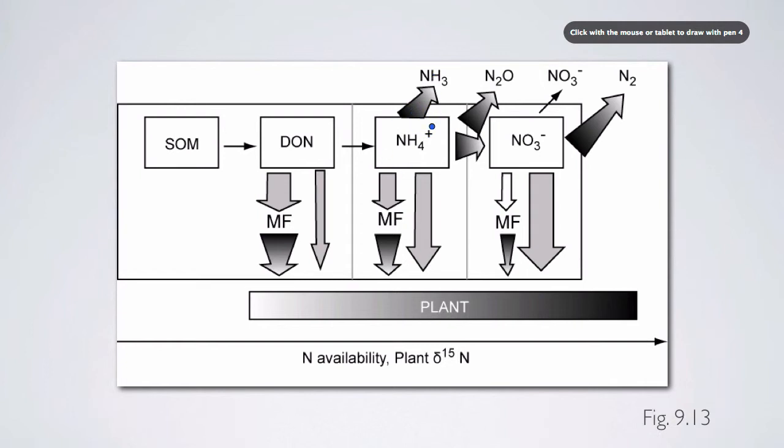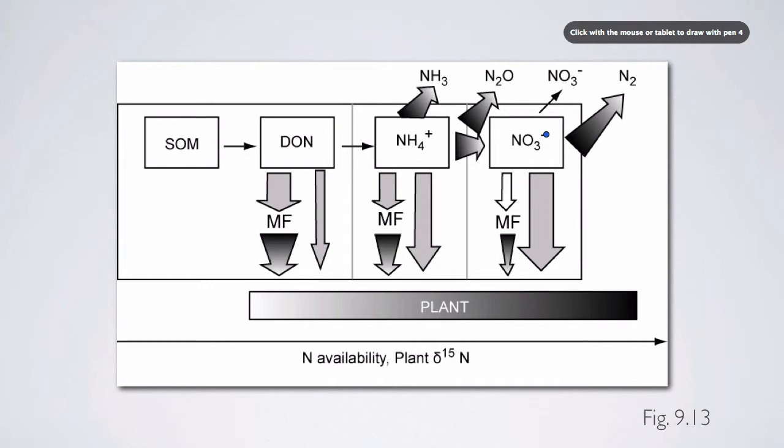So ammonia production is going to enrich the ammonium pool, nitrification enriches the ammonium pool, gaseous losses during nitrification or denitrification also enrich the remaining pool. Nitrate leaching does not enrich the pool for the most part. And then transfers to plants through mycorrhizal fungi tend to deplete plants in N15. In contrast, direct uptake of dissolved organic nitrogen, ammonium, or nitrate does not deplete the plants in N15 and enrich the remaining pools in the soil.